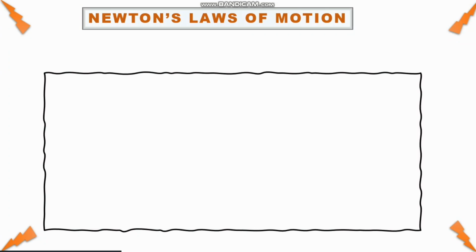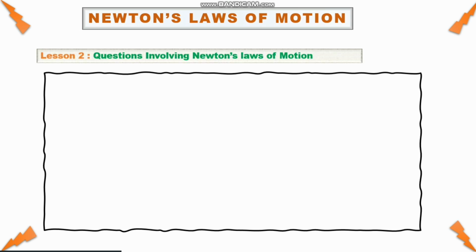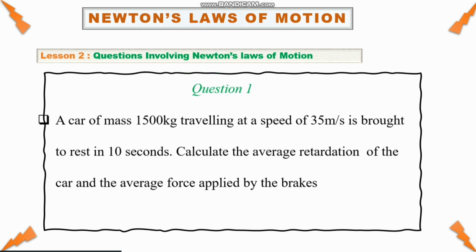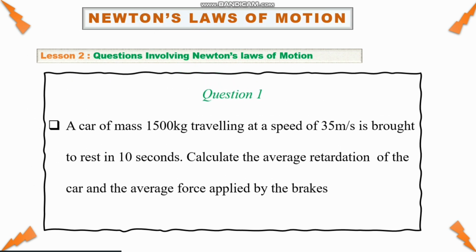It is the second lesson of Newton's laws of motion, and we are going to look at questions involving Newton's laws of motion. So the first question reads: a car of mass 1500 kilograms traveling at a speed of 35 meters per second is brought to rest in 10 seconds. Calculate the average retardation of the car and the average force applied by the brakes.